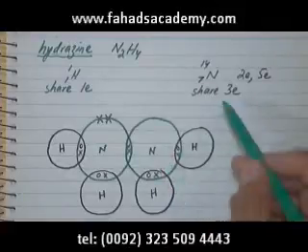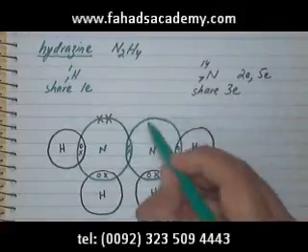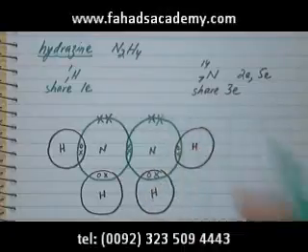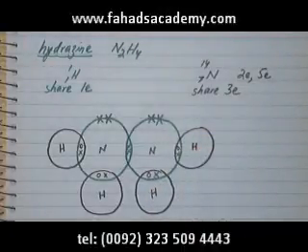And now nitrogen has shared 3 electrons. It had a total of 5 electrons, so there are 2 electrons which are remaining in this molecule. So this is the dot and cross diagram for hydrazine.